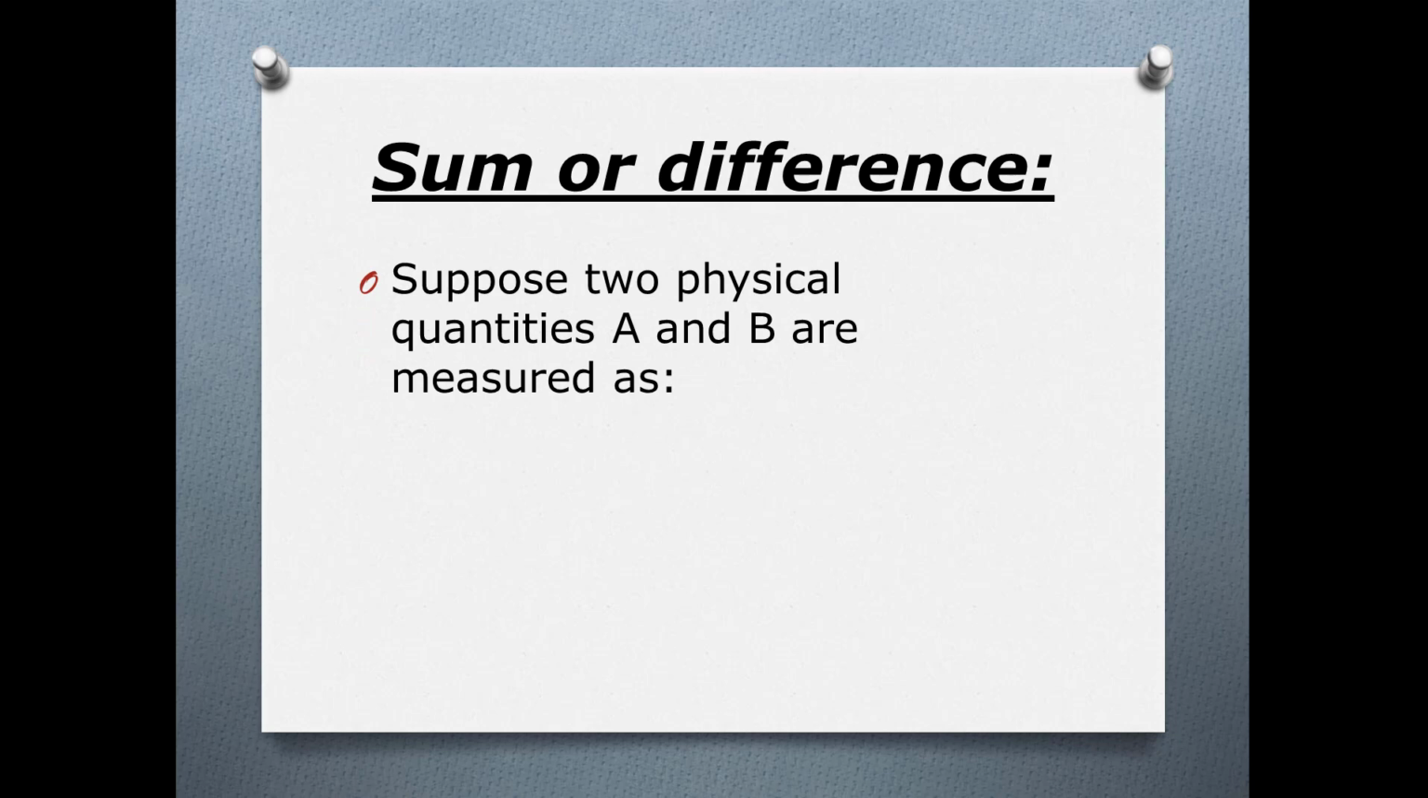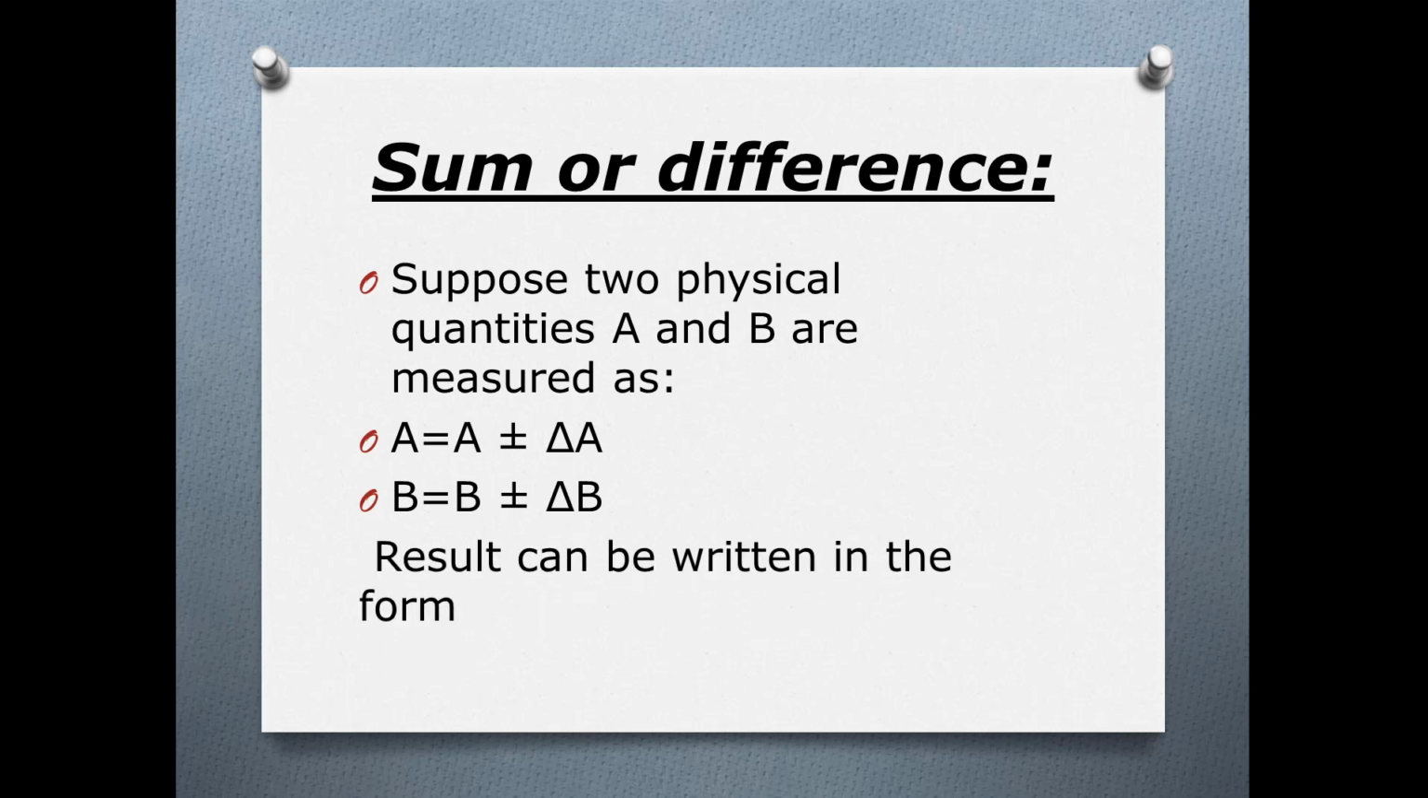Okay, suppose we have two physical quantities A and B. These physical quantities were measured as A equal to A plus minus delta A, where A is the true value and delta A is the absolute uncertainty in A. B was measured as B equal to B plus minus delta B, where B is the true value of B and delta B tells us the uncertainty in B. The result can be written in the form Z equal to Z plus minus delta Z, so Z is the final result and delta Z is the uncertainty in the final result.